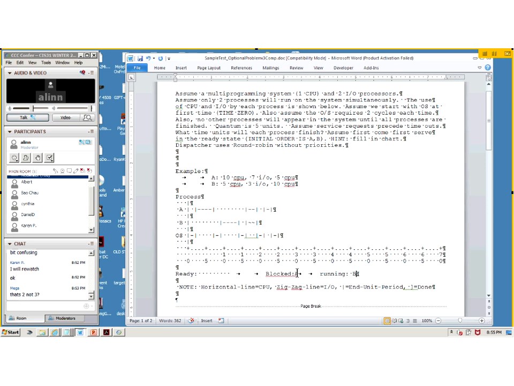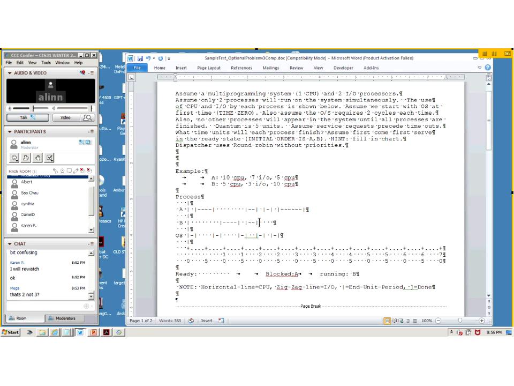We do a start I/O for A right here. We start up the I/O that it's requesting, and it's going to take 7 units. So let's count off 7. And I'm going to use squiggly lines for the I/O. 1, 2, 3, 4, 5, 6, and it's going to come back on the 7th unit. So 7 units later is going to be an interrupt from the I/O device.